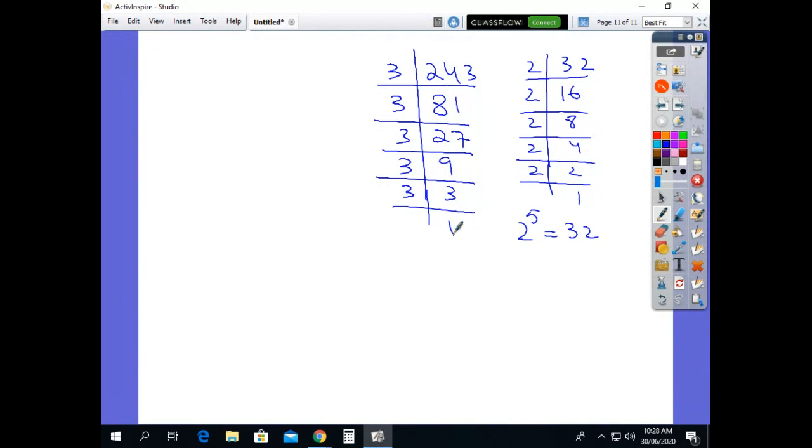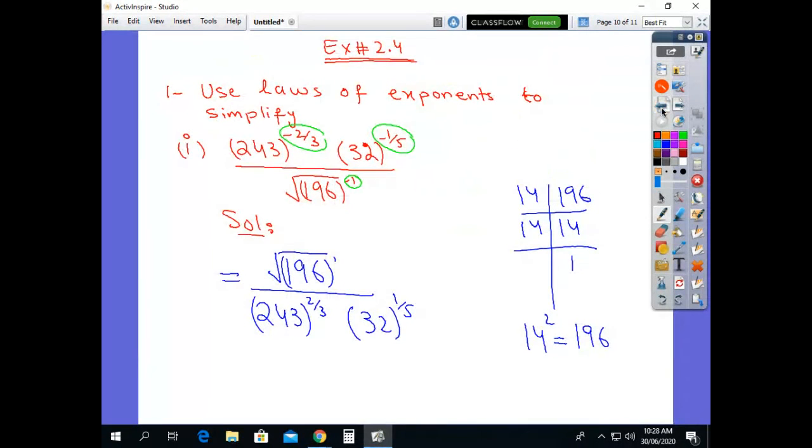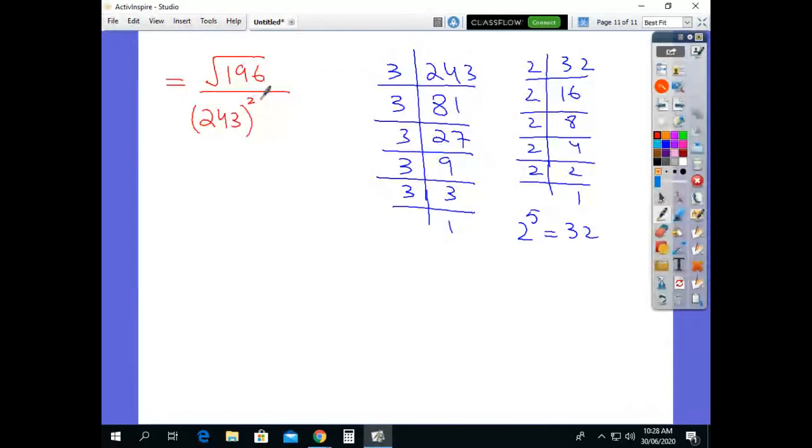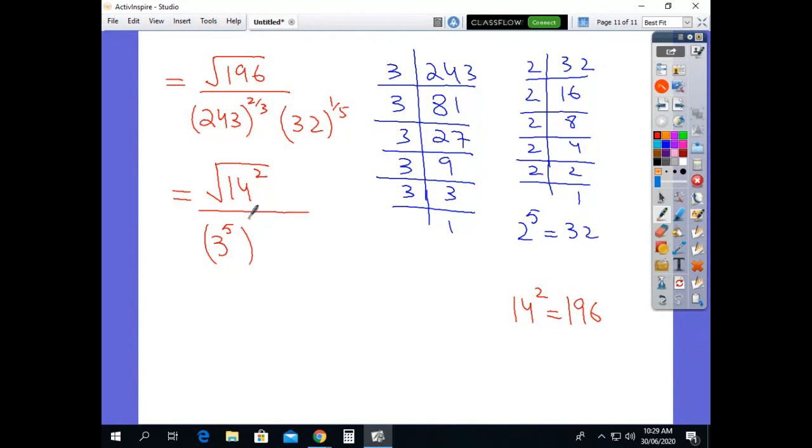Now we write the question, which is square root of 196 over 243 raised to power 2 by 3, and 32 raised to power 1 by 5. Now here we see that 196 is equal to 14 square. Instead of 196 we can write 14 square, and instead of 243 we can write 3 raised to power 5, raised to power 2 by 3, and 32 is 2 raised to power 5, raised to power 1 by 5.